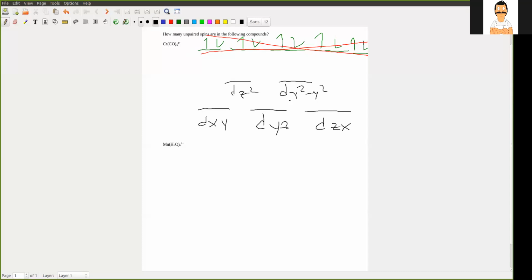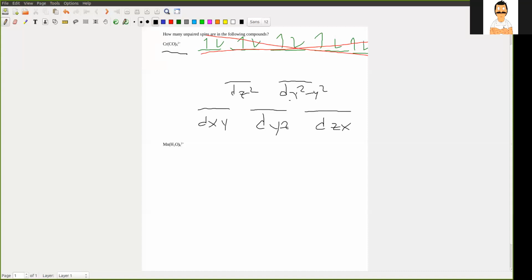But depending on the spectrochemical series and the so-called strength of the ligand, this will determine whether there's a strong field ligand or a weak field ligand. And a strong field ligand will have a low spin state, and a weak field ligand will have a high spin state. So based on your spectrochemical series, we can assign our unpaired electrons just using this formula here.